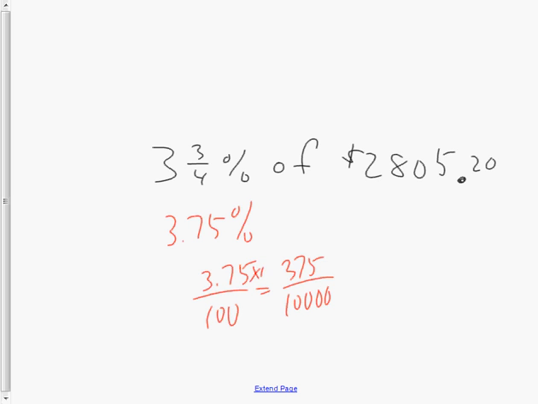Because you have to multiply it by 100, 2 places to get rid of it. And you multiply 100 by 100, you get 10,000. So tenths, hundredths, thousandths, 10,000ths. 375 10,000ths looks like that. Multiplied by your dollar amount. Taking my calculator.